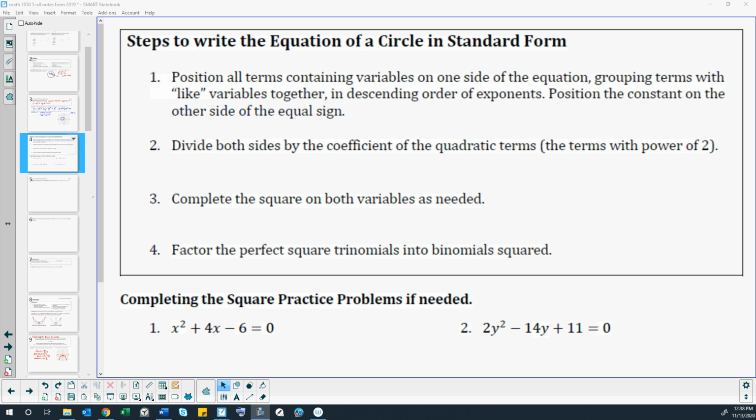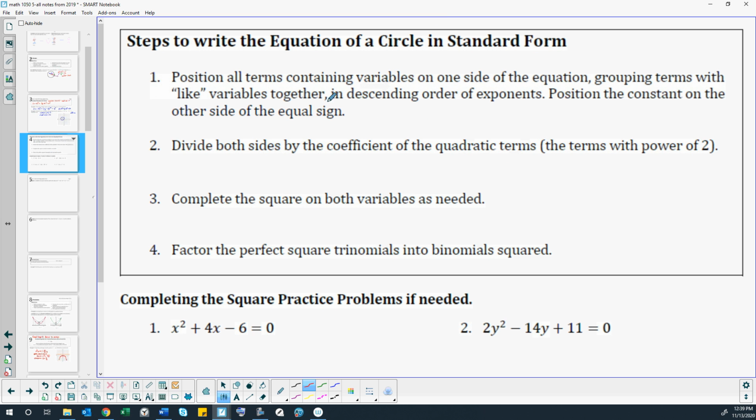Alright, we are in section 5.2 talking about circles and the equations of circles, and now we're going to talk about completing the square because that's what we're going to use to change an equation of a circle from a general form where it's all been multiplied out to a standard form where we have it in the form we just talked about with binomials squared that tell us the center and then the other side, the radius of our circle.